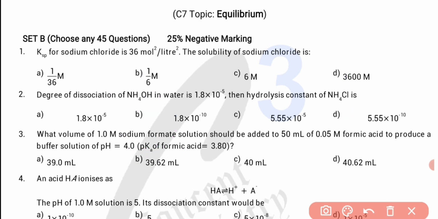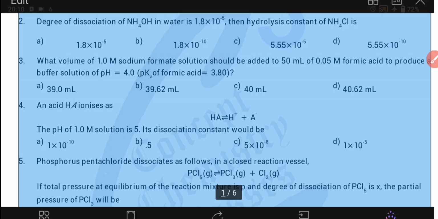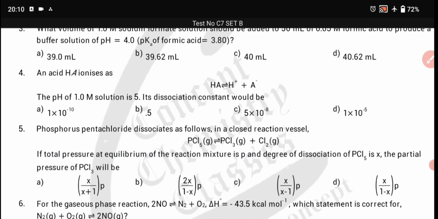Okay, now let us move to the third question. What volume of 1 molar sodium formate should be added to 50 ml of 0.05 molar formic acid to produce a buffer solution of pH 4? The pK of formic acid is 3.8. This is a good question but somewhat lengthy.